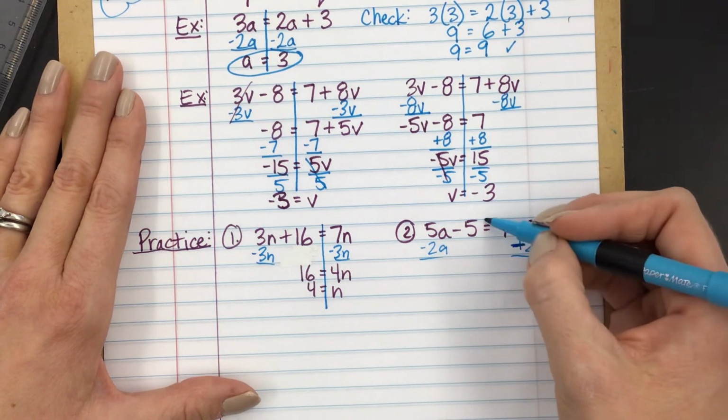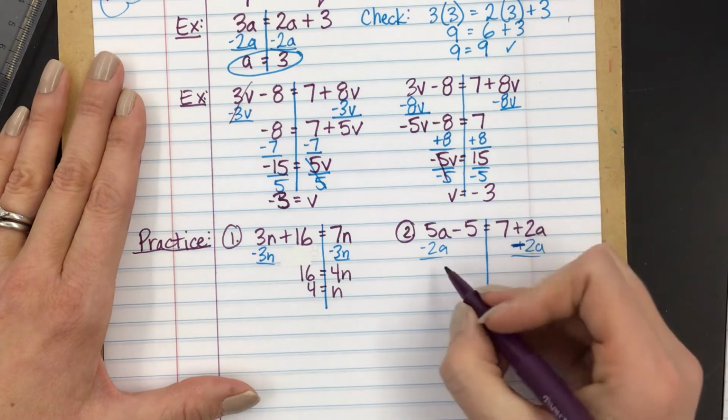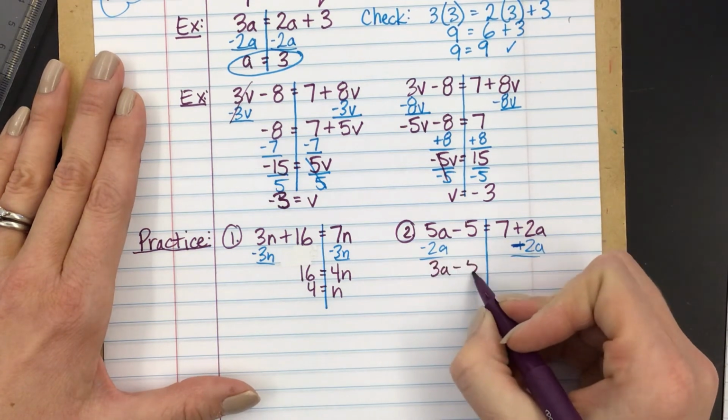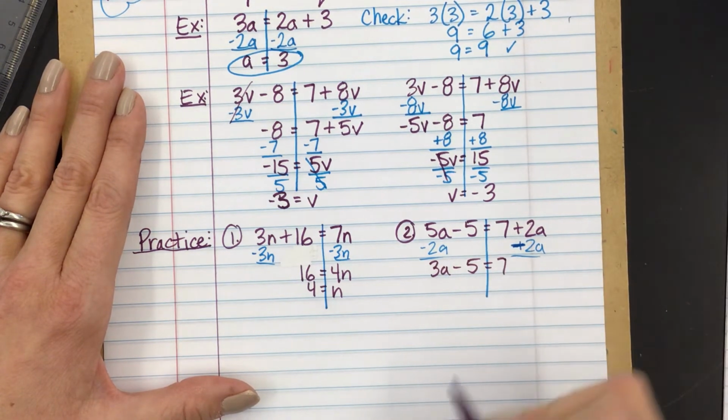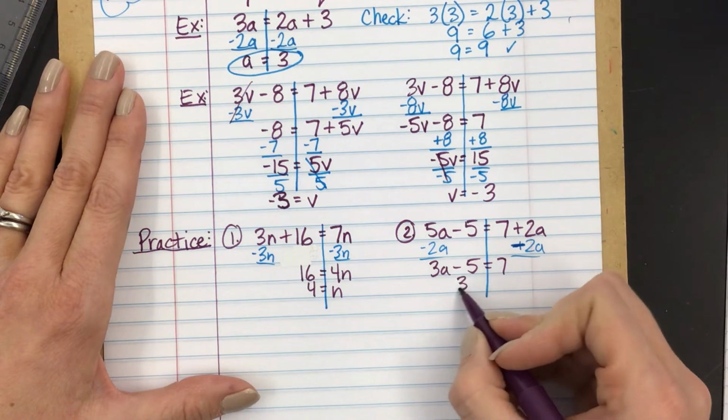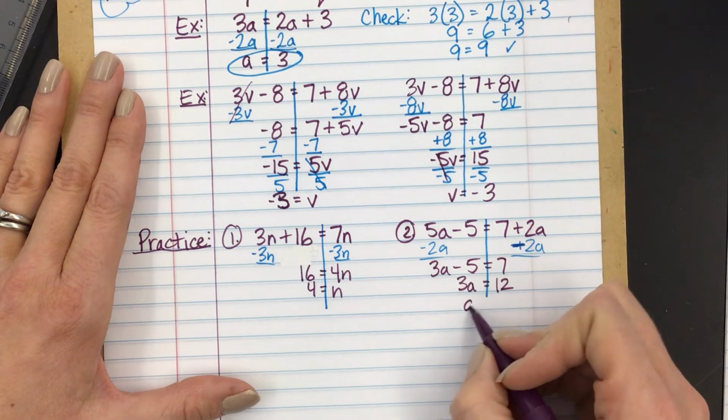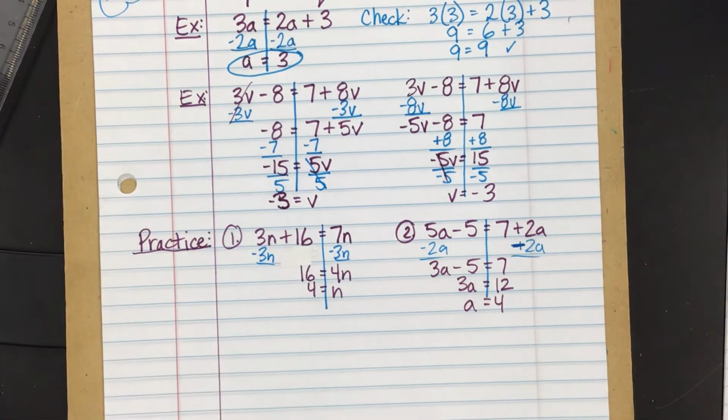So I'm going to subtract 2a from both sides, and I end up with 3a minus 5 is equal to 7. Add 5, divided by 3, and there we go.